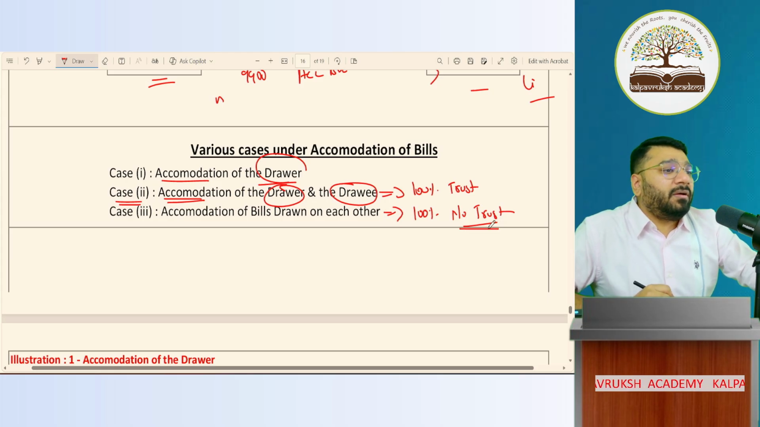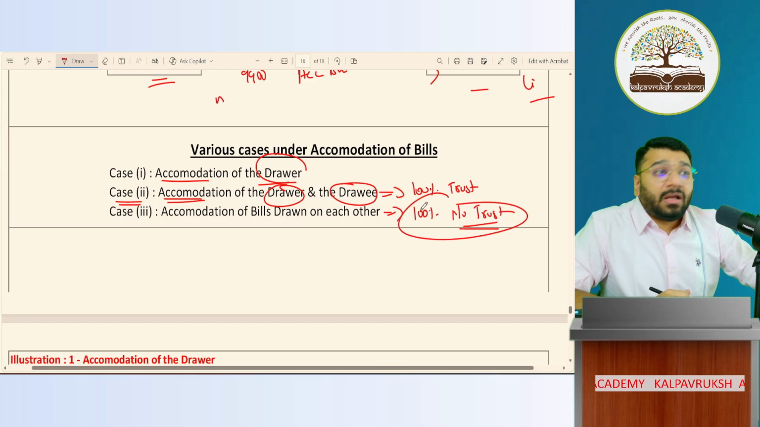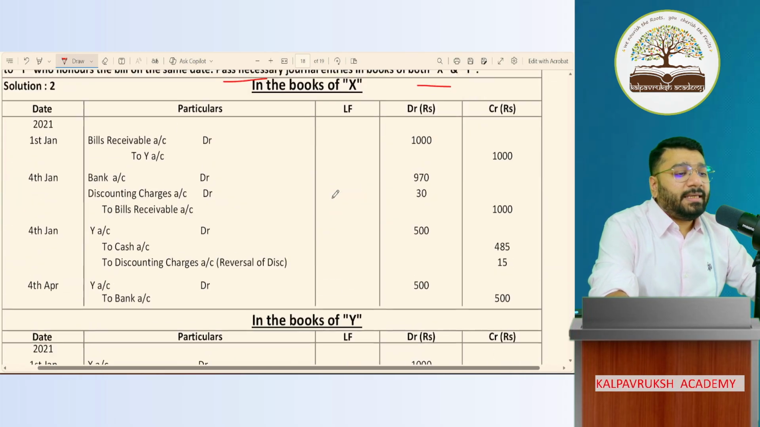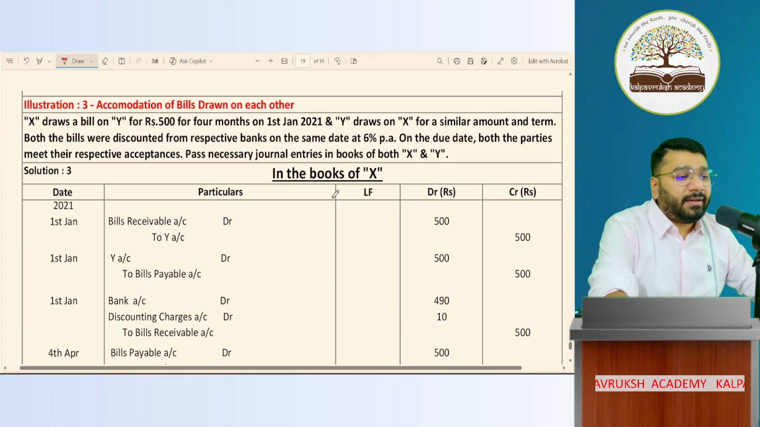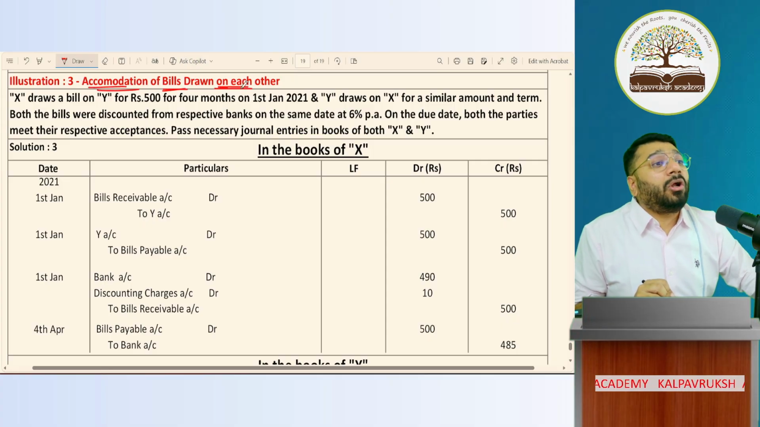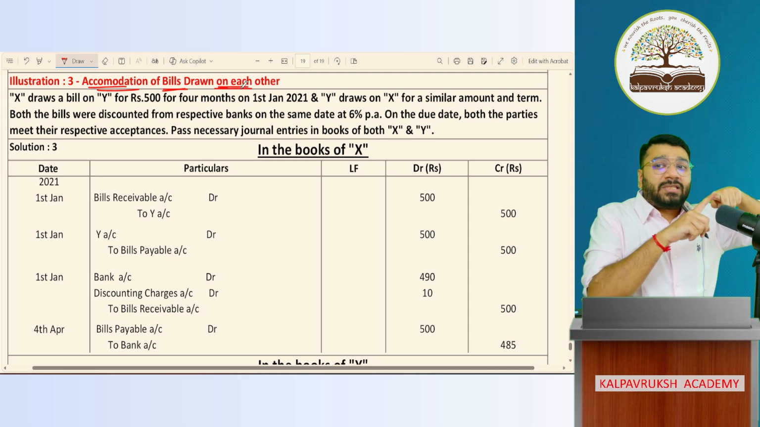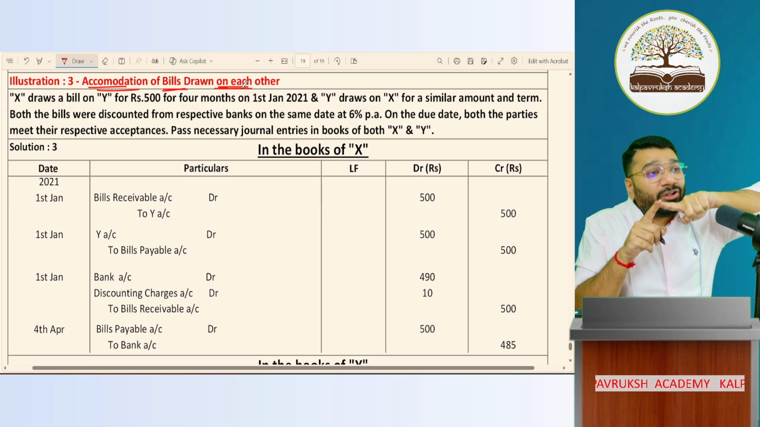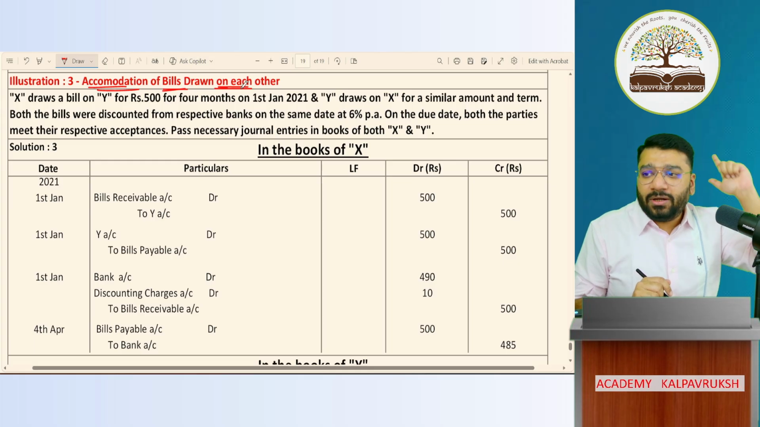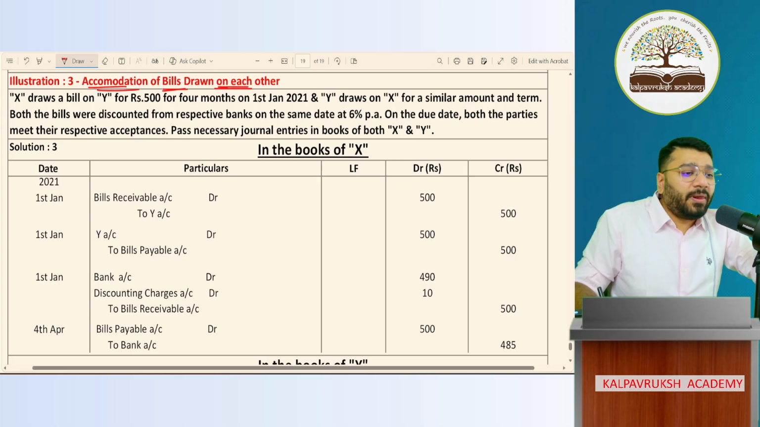Sir, if trust is there, what to do? I know, sir. If trust is not there, then what to do? How the question will be there? How the answering has to be done? For that we have illustration number 3. Got it, not got it? So accommodation of bill drawn on each other. Drawn on each other. So both the parties are getting accommodated. But in this question, X will draw the bill on Y. Y will also draw the bill on X. Now I'll make you understand through the example. If you're ready, can I go forward? Chalo.